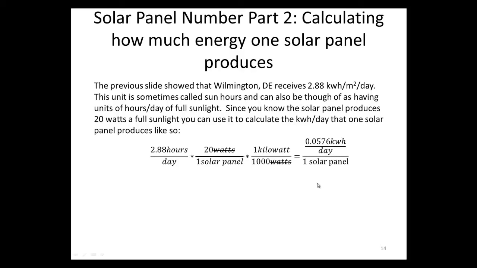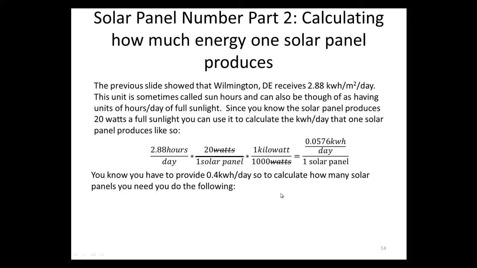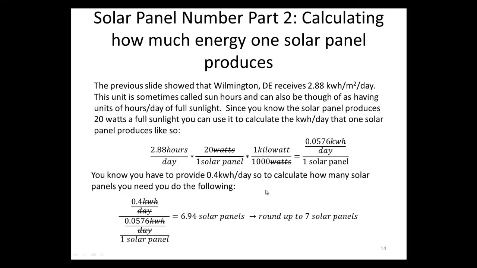So then we need to figure out how many solar panels we need to produce what we need. So we know we have to provide, from the previous step, 0.4 kilowatt hours per day. So to calculate how many solar panels we need, we do the following. We take 0.4 kilowatt hours per day, because that's what we need, and we divide by 0.0576 kilowatt hours per day for one solar panel. And this gives us an answer of 6.94 solar panels. Now obviously we can't have 6.94 solar panels, so we round up; we need 7 solar panels.